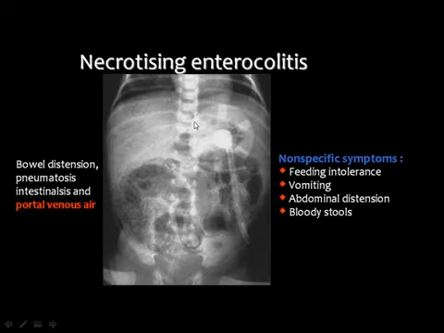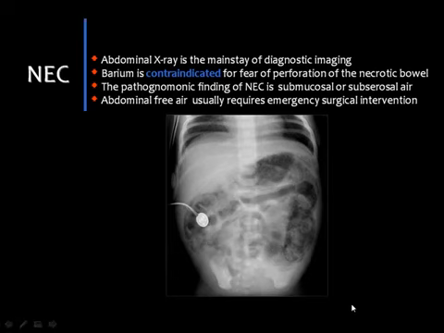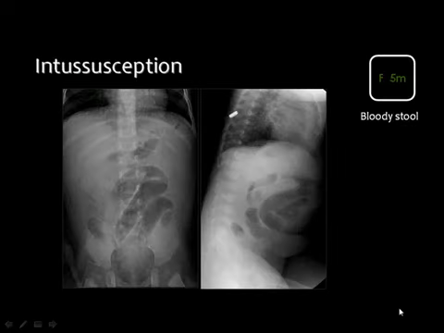And this is also another appearance of necrotizing enterocolitis. And in many patients, you can also identify air in the portal venous system, which is an association of this disease. Then barium is actually contraindicated whenever you are suspecting necrotizing enterocolitis because of the fear of perforation. And the plain film is usually sufficient for reaching this diagnosis.